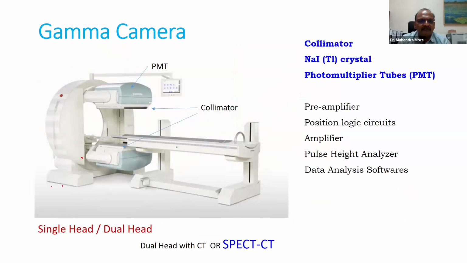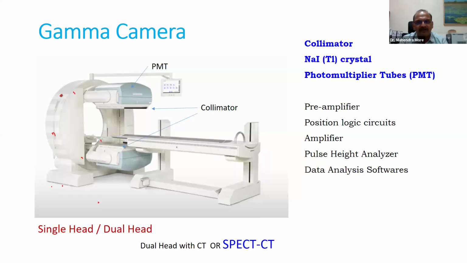Okay, so this equipment is called a gamma camera. It has a collimator, the main purpose. It has a sodium iodide crystal. It has photomultiplier tubes, and then electronics for preamplifier, positioning circuit, pulse height analyzer, and data analysis software are available. The gamma camera can be of a single head or a dual head.